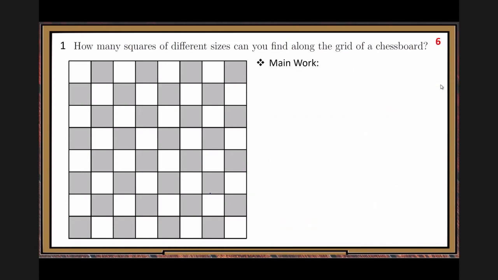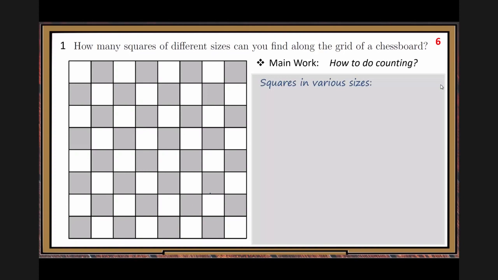All right. Then, next step, our main work. Let's do the main work. How to do the counting. This time we need to do the real work, the counting work. In discrete math, you learn some basic counting techniques, right? The product rule, the sum rule, those basic things. So we need to use basic counting methods here. Squares in various sizes. So let's look at it one by one.